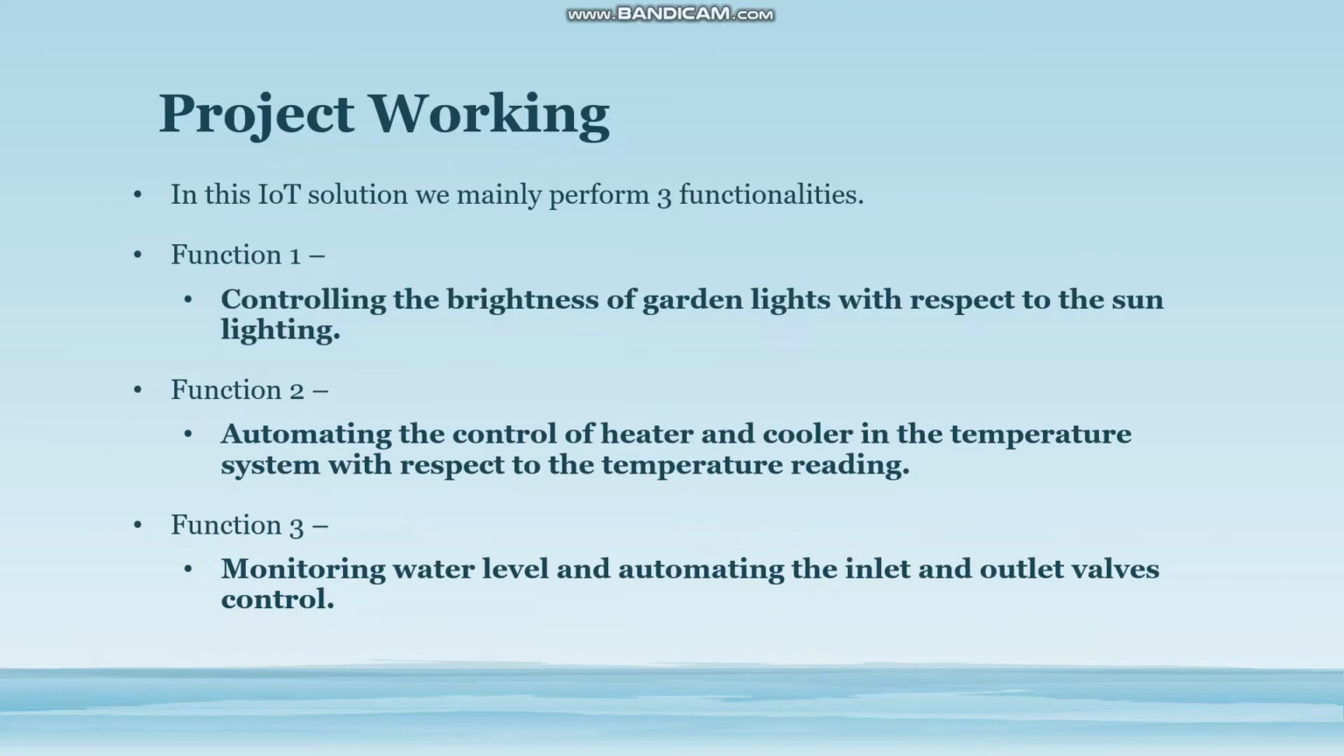And coming to the working of this project, this IoT solution mainly performs three functionalities. They are function 1, controlling garden lights, that is LEDs, with respect to the sunlight, which is measured with the LDR sensor. Function 2, automating the control of heater and cooler in the temperature system with respect to temperature reading. Function 3, monitoring water levels and automating the inlet and outlet valves.